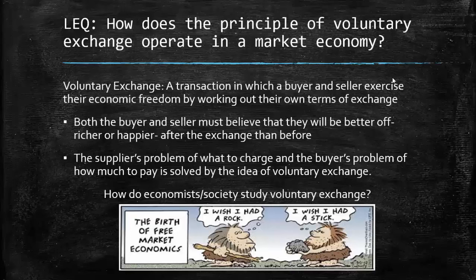Now, the buyer and the seller must believe that they will be better off or richer or happier after the exchange than before. So when I go in and buy a $200 pair of Jordans, I believe that by exchanging that $200, I will be happier by acquiring that pair of Jordans. And the seller of those Jordans, whether it be Foot Locker, Champs, wherever you get Jordans from, will be happier too because they made a profit. Now, that all seems pretty simple, but there's a way that we study this idea of voluntary exchange. Again, why does stuff cost what stuff costs? The way economists study that is called supply and demand.